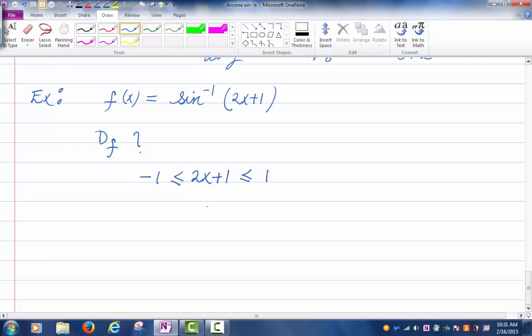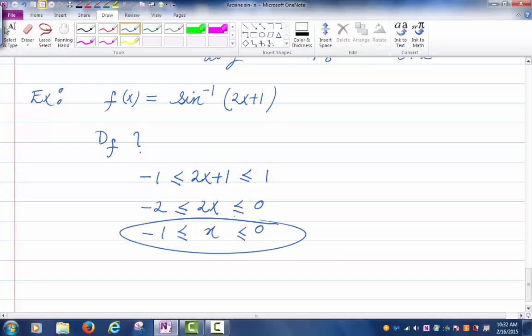Well, what does it mean for x? It means 2x is between, I have to subtract 1, right? It'll be 0 here, it will be negative 2 here, and then if I divide by 2, I get negative 1 less than or equal to x less than or equal to 0. And that's the domain of f, which is negative 1 to 0.